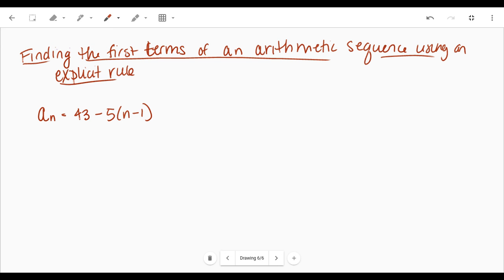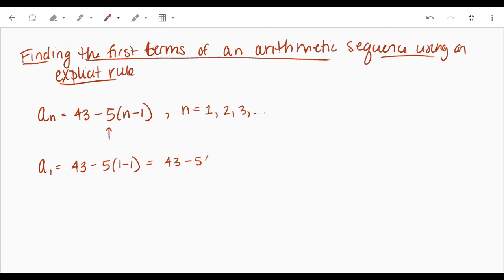So like if I wanted to find the 100th term, a sub 100, I can just plug 100 in for n. So it'd be 43 minus 5 times 99. I can tell from this that we are subtracting 5, because that's that number right there. So wherever we start, we're going to be subtracting 5 to get to the next terms. And they also tell us that we start with an n of 1. So your first term would be 43 minus 5 times 1 minus 1. So 43 minus 5 times 0. So that's just going to be 43.